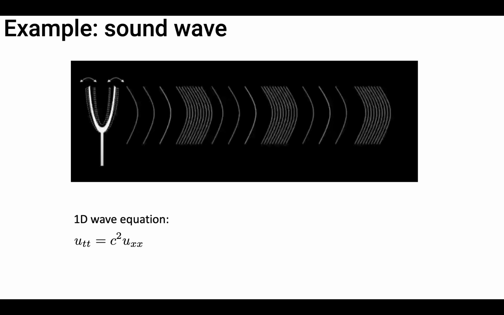Speaking of sound propagation, here is maybe one of the most familiar examples you may have. So here is an example of a tuning fork. If you make this fork vibrate, it will send out sound waves. The waves are pressure waves.